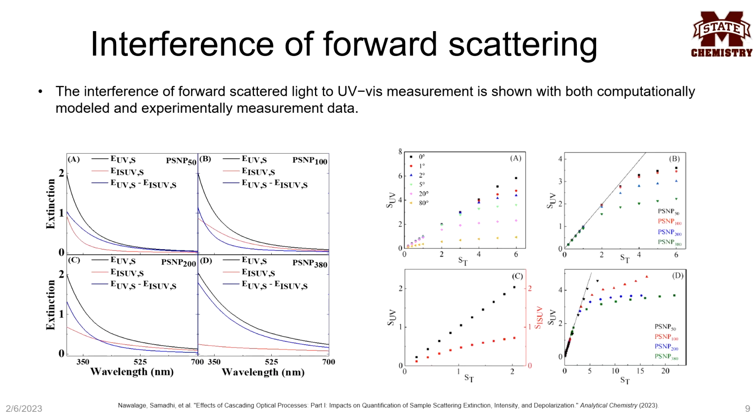The interference of forward scattered light on UV-Vis measurements is shown with both computationally modeled and experimentally measured data. When the PSNP concentration is low, all experimental scattering extinctions are equal to their theoretical values. The upper Beer's law abiding scattering extinction limit for polystyrene nanoparticles decreases with increasing nanoparticle size. While it's impossible to estimate such an upper Beer's law abiding scattering extinction limit, we believe that Beer's law is applicable for samples with experimental scattering extinctions below 2 for samples with scatterers smaller than 400 nanometers in diameter. This conclusion is supported by the computational simulations that were conducted.